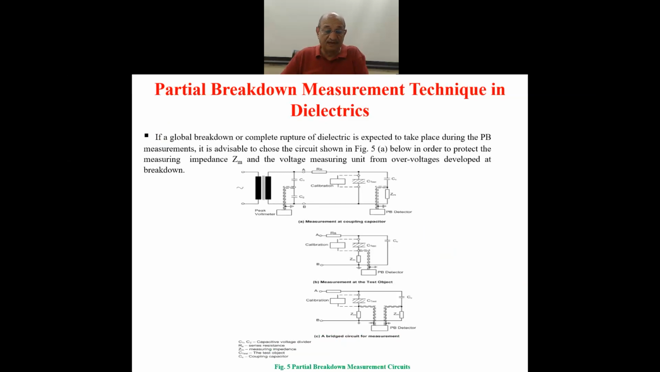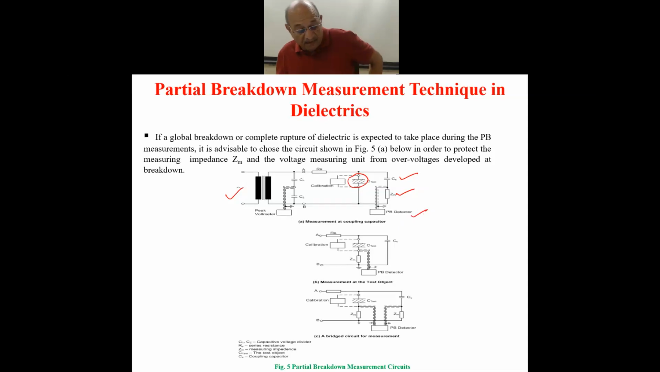As you can see here, these are the three possibilities of the connection. This was the high voltage transformer as we saw, and this is the high voltage coupling capacitor CC. In between are the connections, and this is the test object. This is measuring impedance, and this is the PB detector.